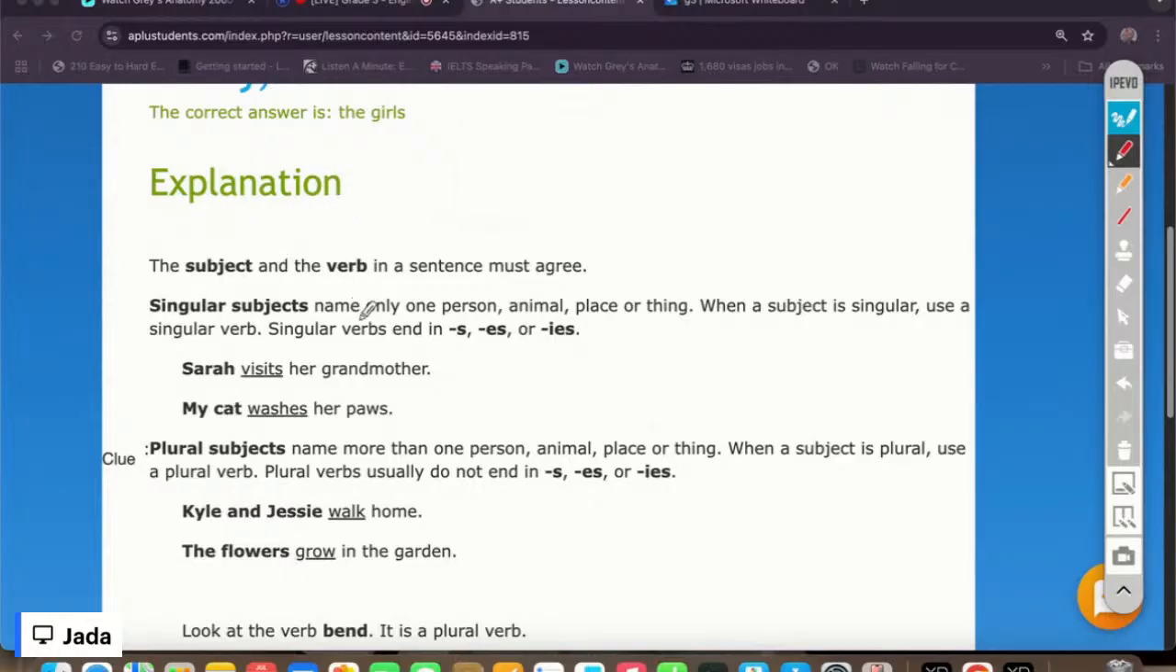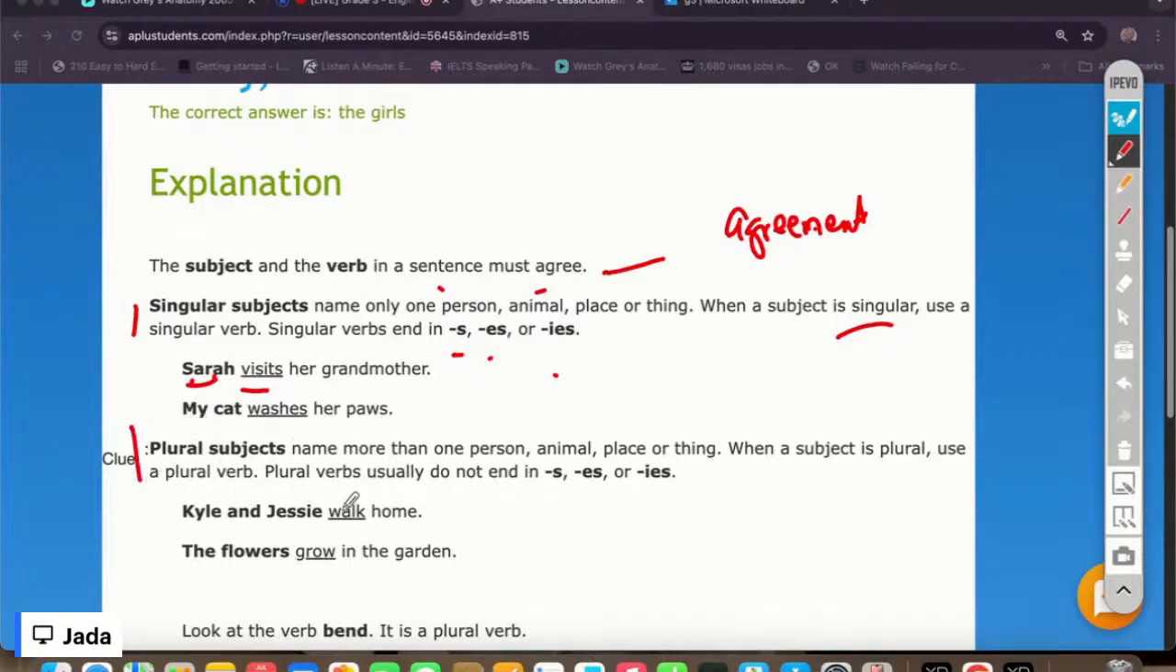Okay, so we need to note that the subject and the verb in a sentence must agree. There must be an agreement between them. Now, the singular subjects name only one person, animal, place, or thing, like we said. When a subject is singular, use a singular verb, and singular verbs end with s, es, or ies. So if you have a singular subject, you have to make sure that you use a singular verb. So singular subject, singular verb. They should go together. That's Sarah visits her grandmother, my cat washes her paws.